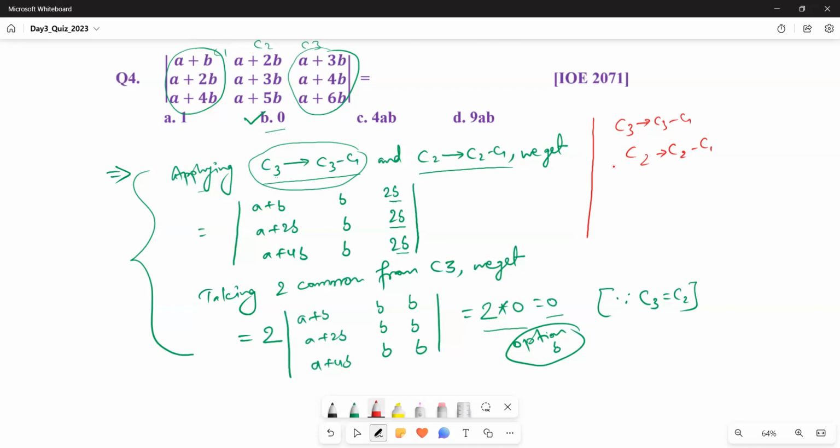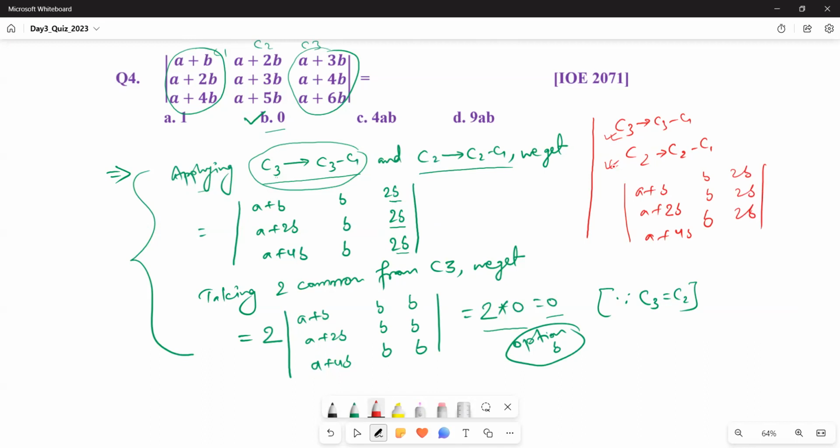So in entrance exam, what you do is you write this one in case you have to write. For your understanding, C3 changes to C3 minus C1 and C2 changes to this, then I'll directly write this determinant. Column 1 is as it is, so you can write it as it is, and then after this you can directly write this. So from this you don't need to write this line.